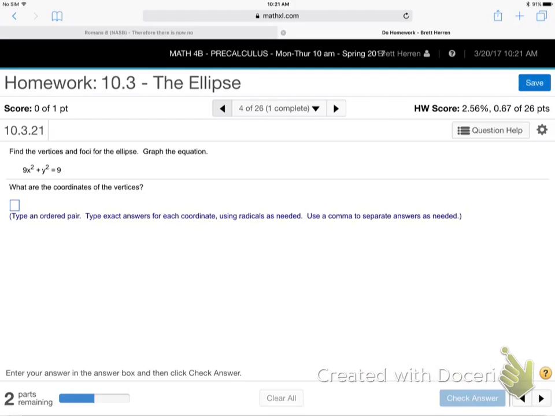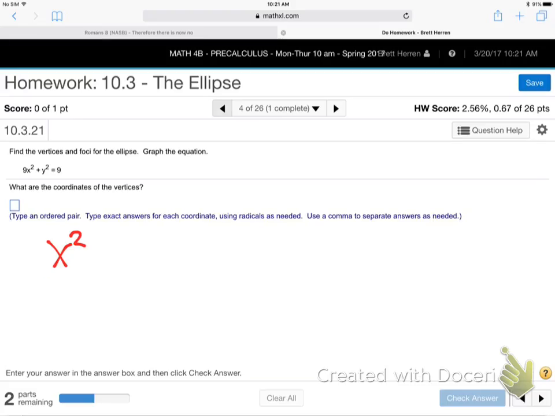Okay, so here we go. Same kind of thing. They're giving us an equation. They want us to figure out the information about the ellipse. But this one's got an issue. Do you notice something funny going on there? It's not in the right format, is it? It's supposed to have a 1.